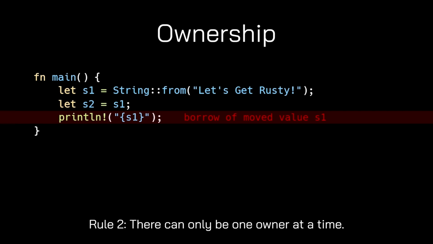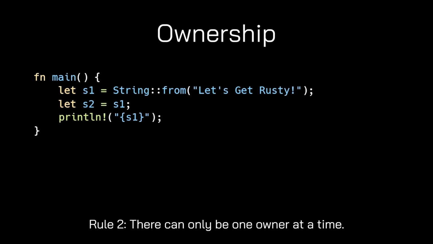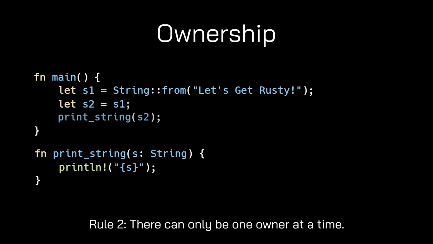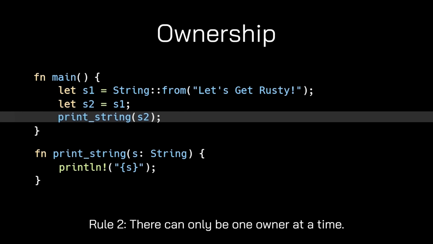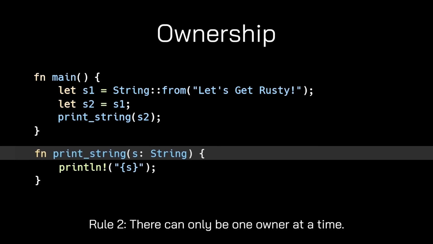This is because when we set s2 equal to s1, the value, which is the heap allocated string, is moved into s2 and s1 is invalidated. s2 is now the new and sole owner of the heap allocated string. If we wanted this code to compile, we would either have to print s2 or we could explicitly clone s1. This will create a new heap allocated string and assign it to s2. Moving values also applies to functions. In this case, calling print string will move the heap allocated string out of s2 and into the s argument of the print string function.